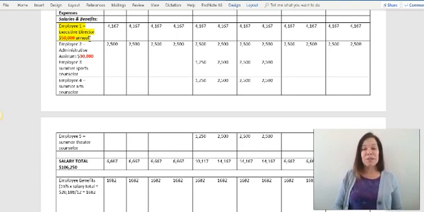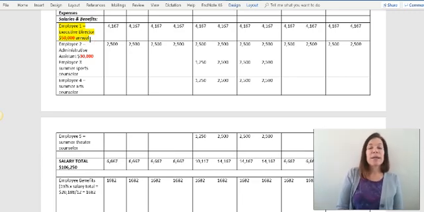And during camp, obviously, they're going to have to be managing the camp. So I've decided that they need $50,000 for an annual salary.